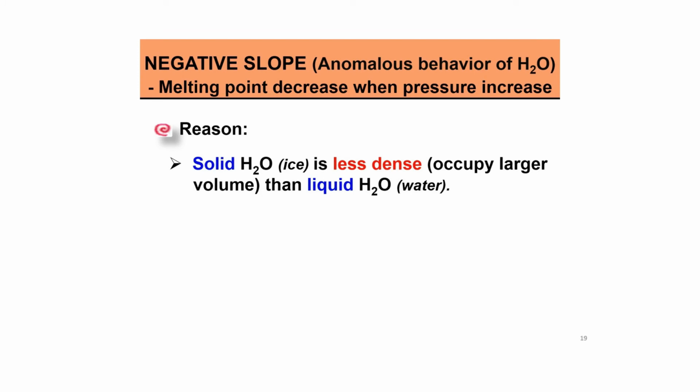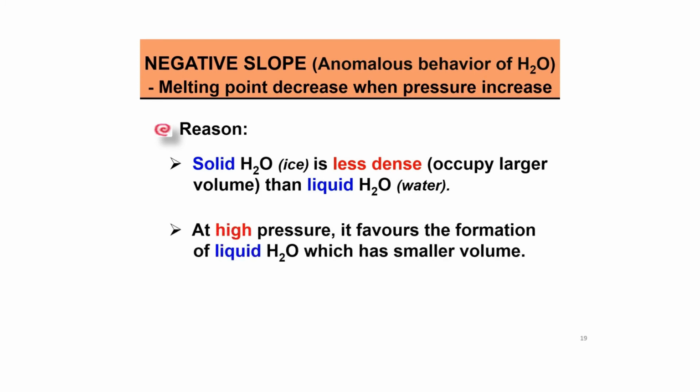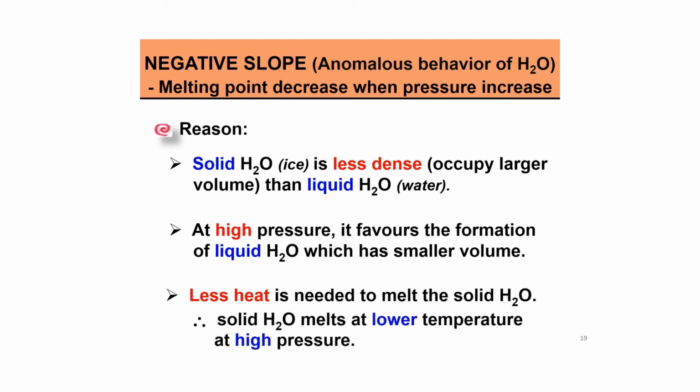So why? Because the solid form of water, which is ice, is less dense than liquid water. High pressure favors the formation of liquid water, which has a smaller volume. Therefore, less heat is needed to melt the solid water. So water melts at a lower temperature at high pressure.